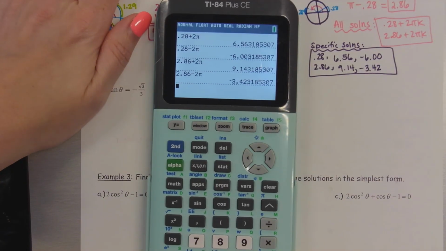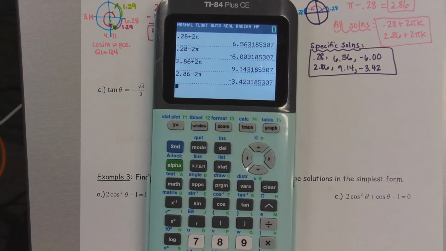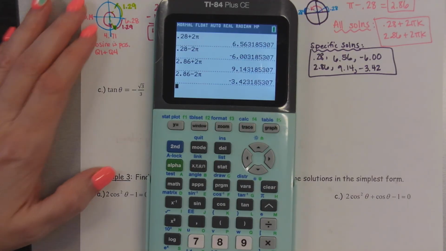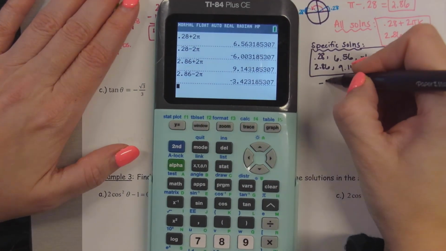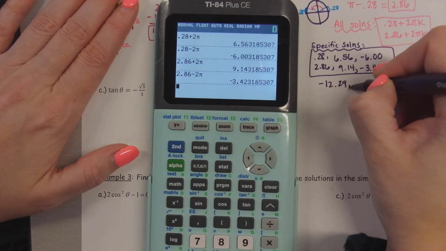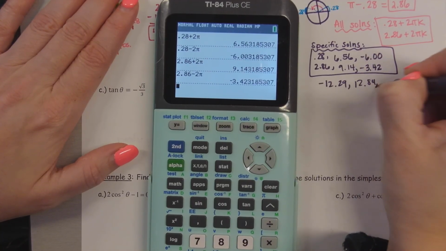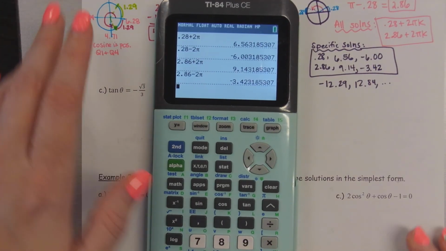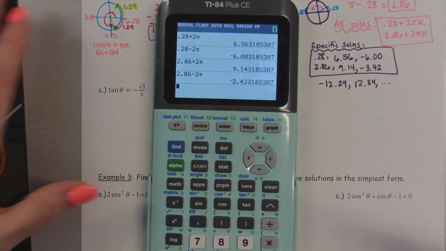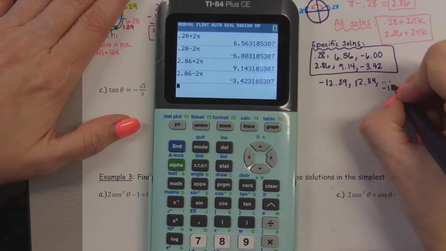Okay, what are some other solutions that you guys got? And so we get negative 12.29, 12.84, negative 18.57.